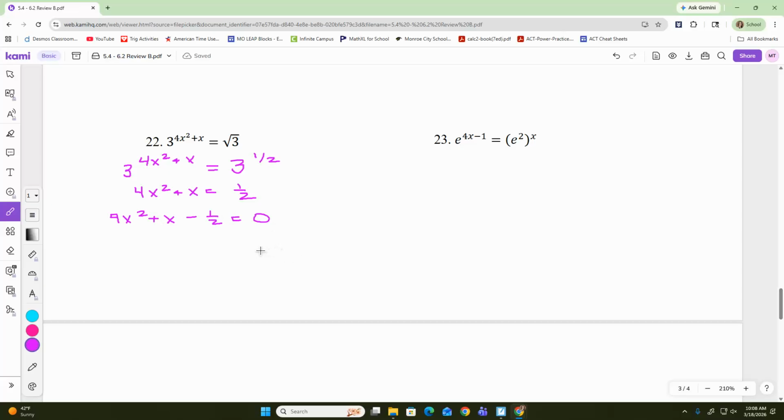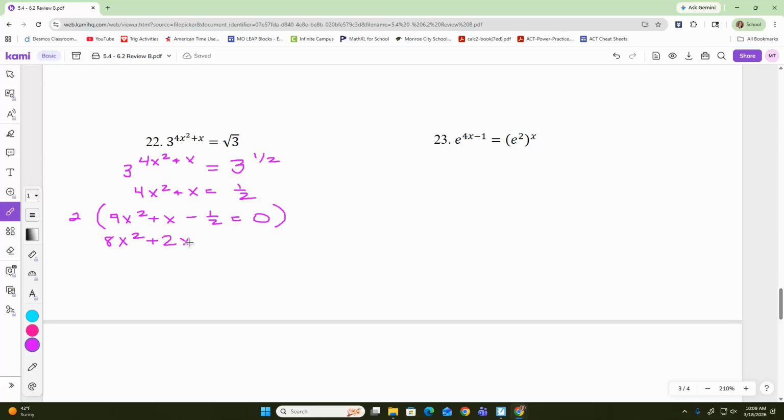The fraction really threw some people off. What could you do if you really didn't want to deal with the fraction? We could do a decimal, or we could multiply everything by 2, which would cancel the 1/2.